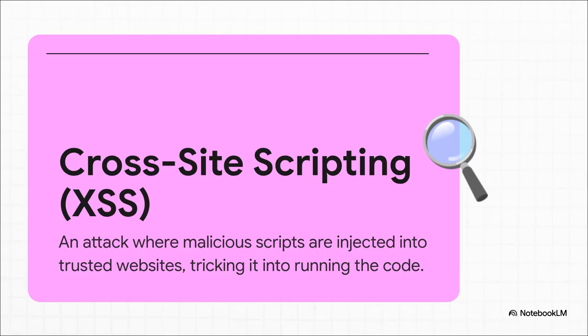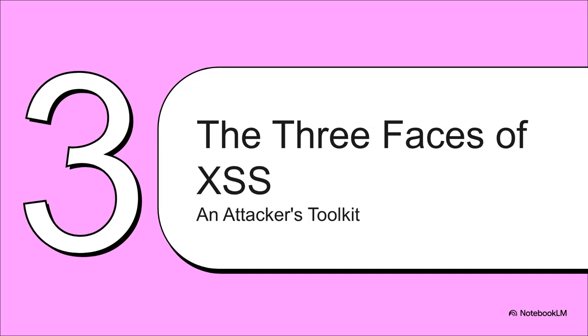This whole thing is called cross-site scripting, or XSS for short. It's a type of attack where a hacker injects their own malicious code into a website you actually trust. The site gets tricked into running that code as if it's supposed to be there, forcing its brain to follow the attacker's commands. But here's where it gets really interesting. XSS isn't just one single trick. It's more like a whole toolkit of attacks. So let's break down the 3 main types.